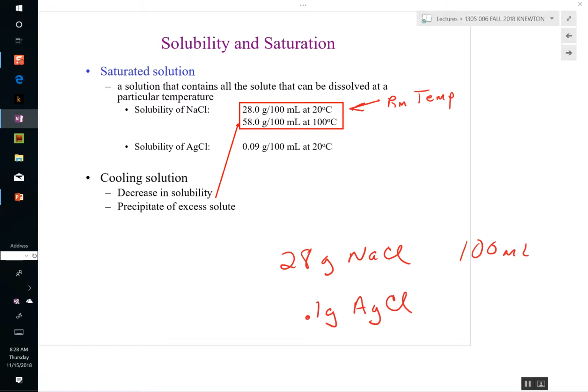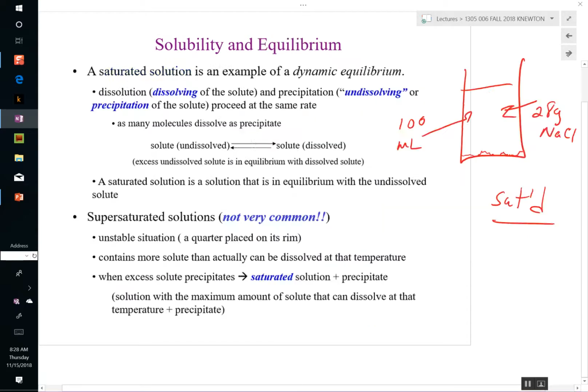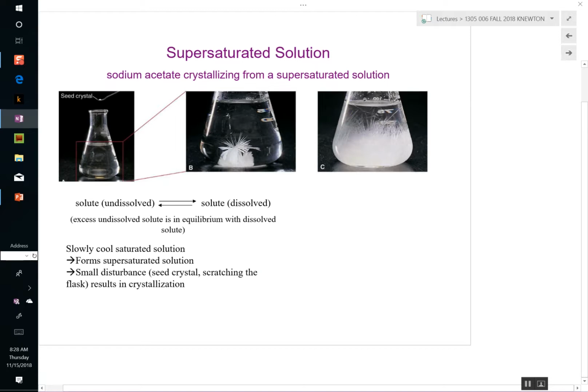80, 70, 60. Until that very first crystal forms, it's going to be supersaturated. It's actually got more stuff in there than natural or normal. And then at some point, when a crystal forms, it will start crystallizing out of solution. So that's what we mean by saturated, supersaturated.